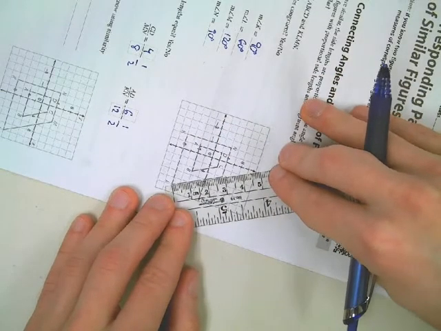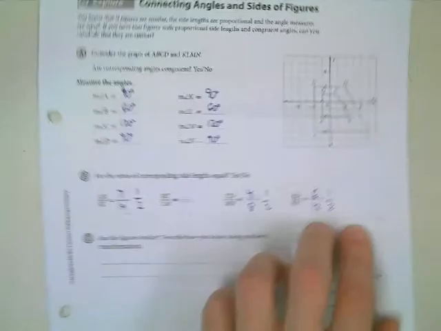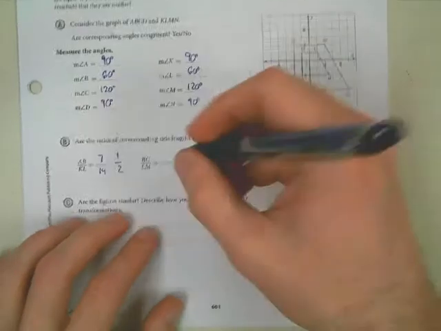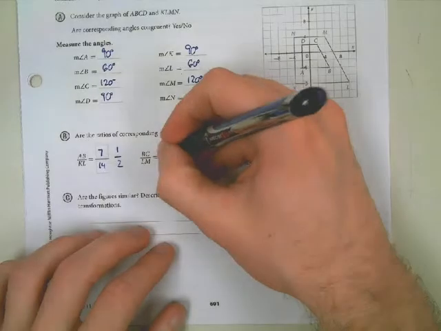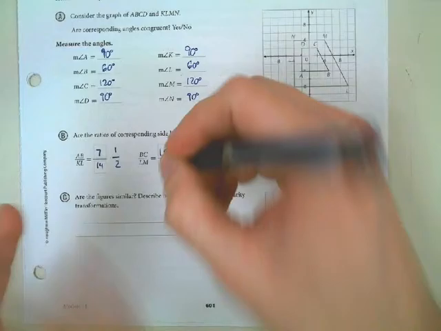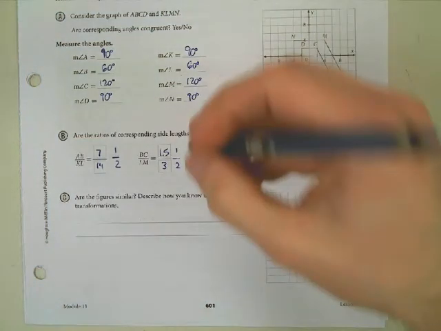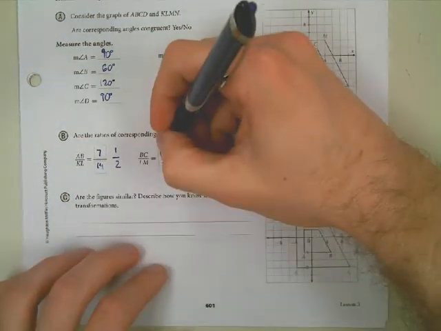Now, 1 over 3? No, it was 1.5, remember, over 3, which gives us the 1/2 when you simplify it. But that was using centimeters, so I should say 1.5 centimeters over 3 centimeters. That gives you the 1/2 there. All right.